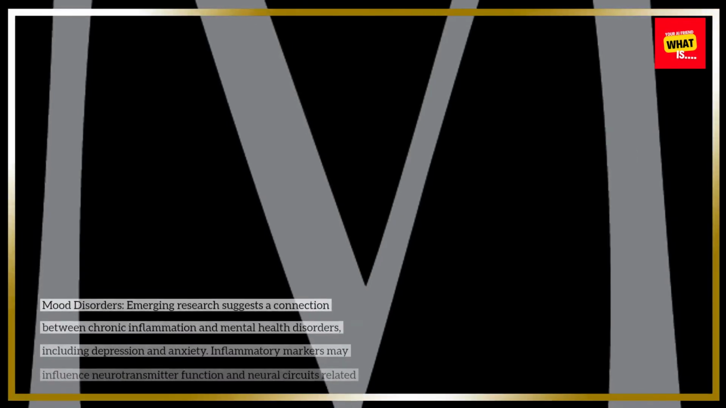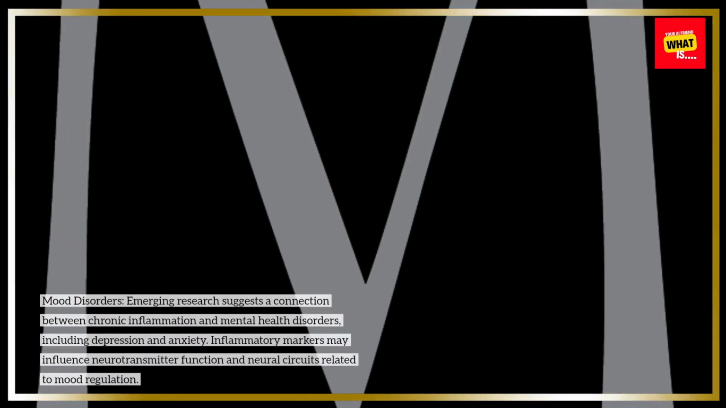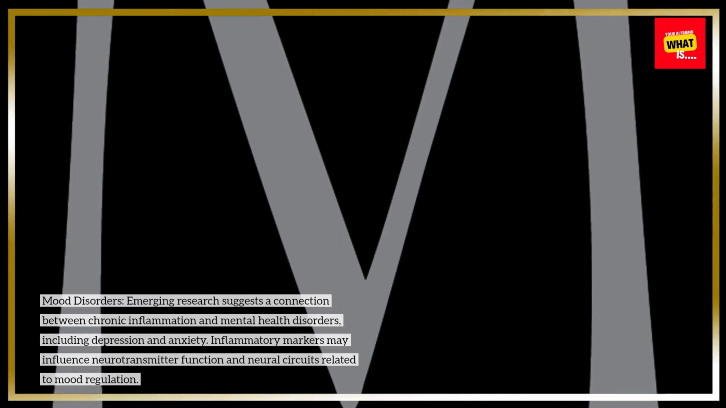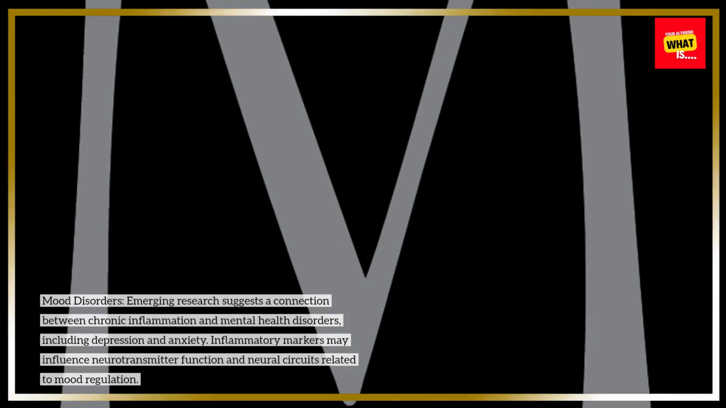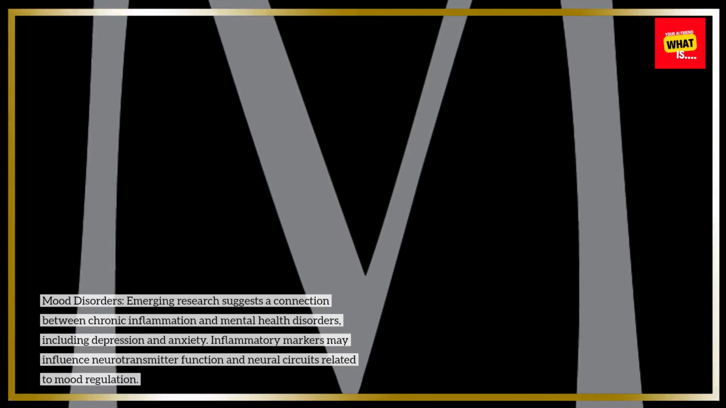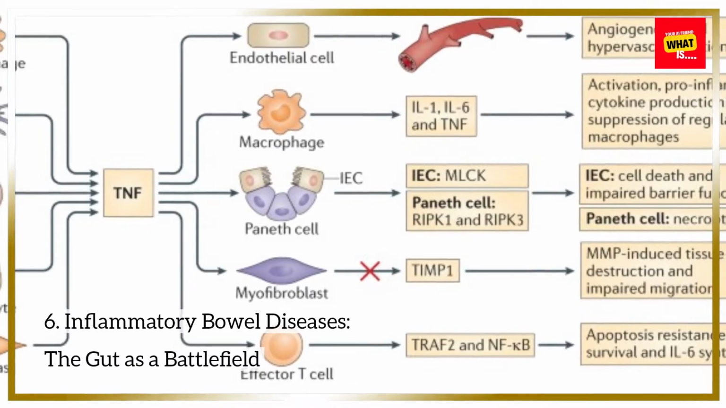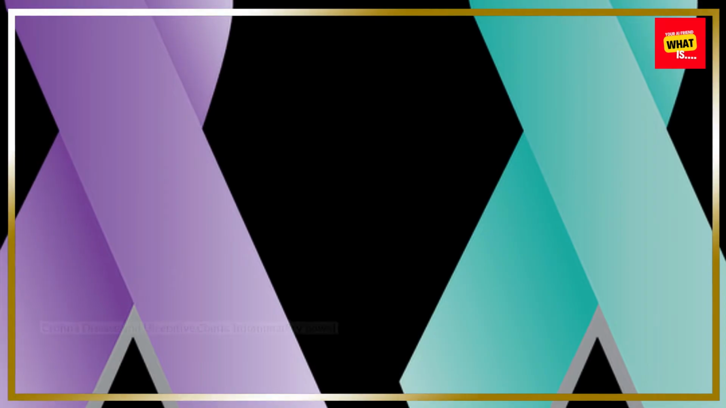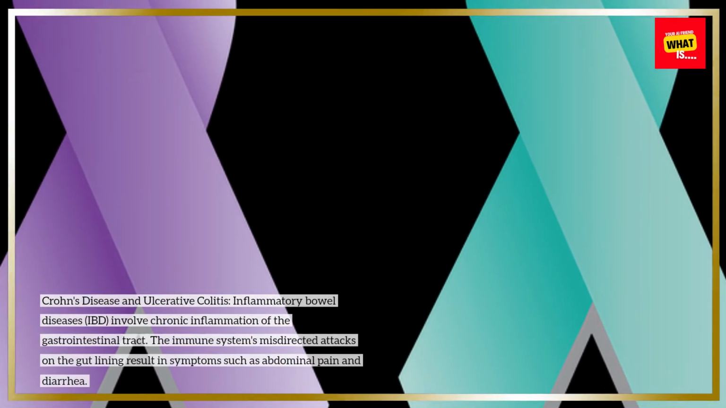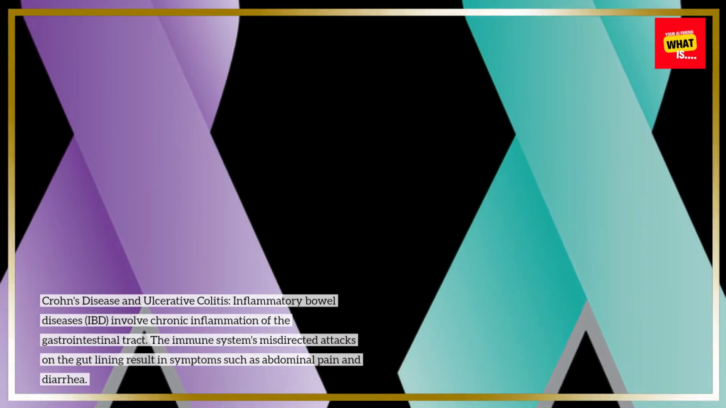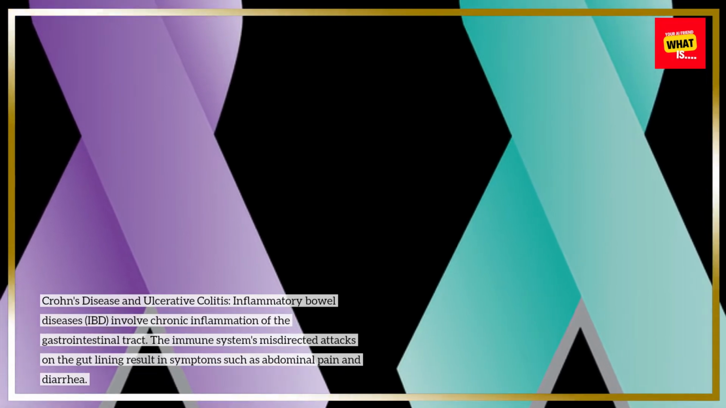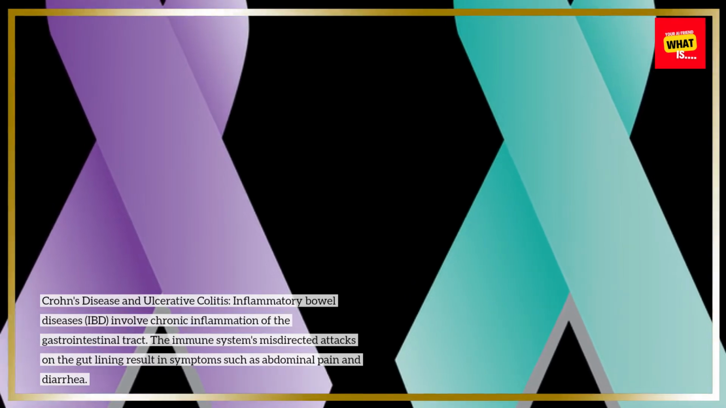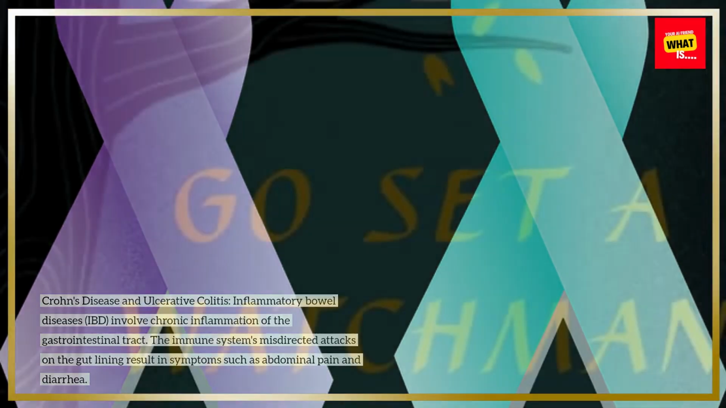Mood disorders. Emerging research suggests a connection between chronic inflammation and mental health disorders, including depression and anxiety. Inflammatory markers may influence neurotransmitter function and neural circuits related to mood regulation. 6. Inflammatory bowel diseases. The gut as a battlefield. Crohn's disease and ulcerative colitis. Inflammatory bowel diseases, IBD, involve chronic inflammation of the gastrointestinal tract. The immune system's misdirected attacks on the gut lining result in symptoms such as abdominal pain and diarrhea.